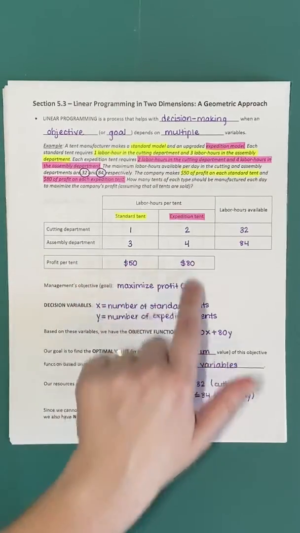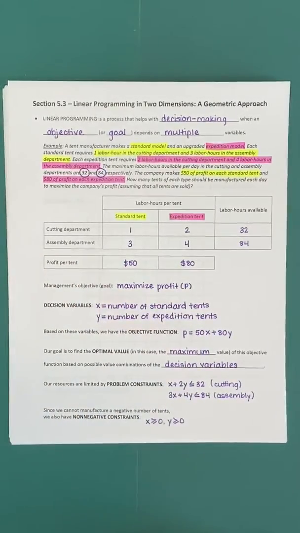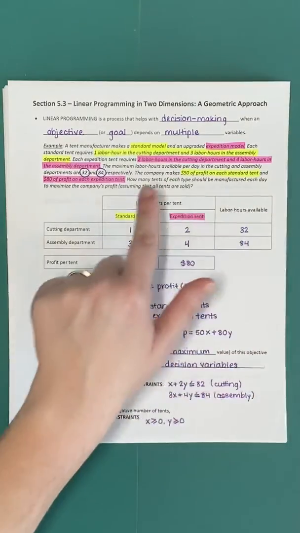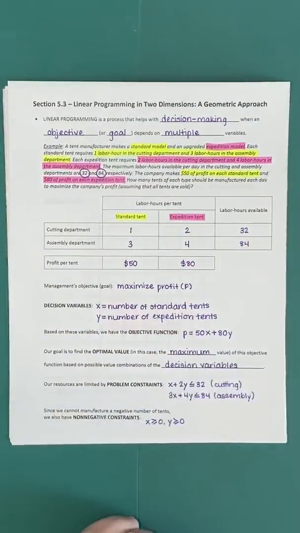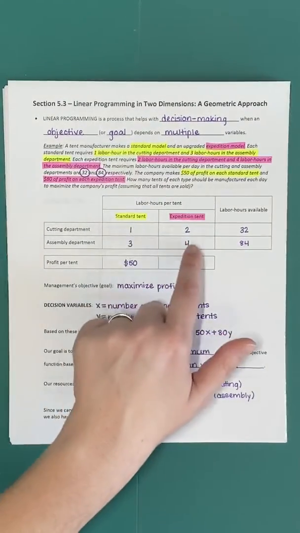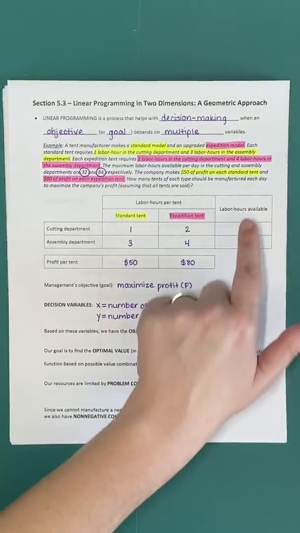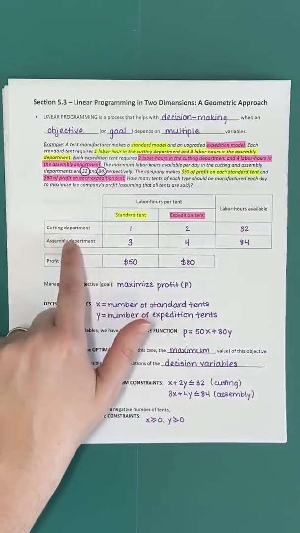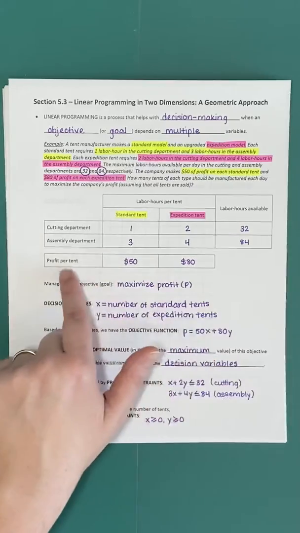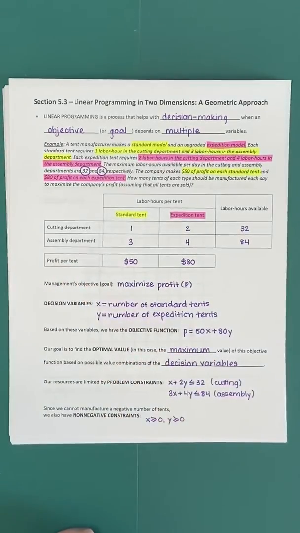And then our profit, notice I've kind of separated that out. These are our resources. Think of these as the resources we have available. This is how much we need. This is how much is available for each of these two departments. This information contributes toward what we're going to call our objective, the goal.